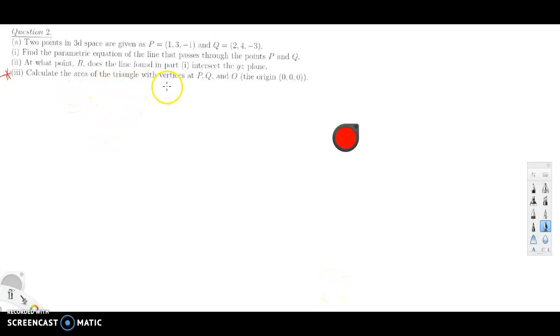Now next up we're going to do part 3. Calculate the area of the triangle with vertices or corners at P, Q and the origin there. Right, the handiest way we're going to do that, the area of a parallelogram, you see, if you had vectors with sides u and v, the area of that parallelogram, if you see it in the formulas in the back of the exam paper, would be the cross product, and then we get the size of the cross product.